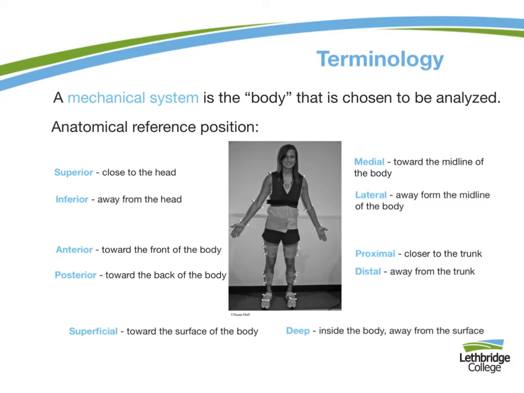Now, if we're talking about superior, we're close to the head. Inferior means you're away from the head. If we're talking about anterior, it's toward the front of the body. Posterior would be toward the back of the body. Medial is toward the midline of the body. Lateral is away from the midline of the body. Proximal is closer to the trunk. Distal will be away from the trunk. Superficial is the surface of the body, and deep would be toward the inside of the body, away from the surface of the body.